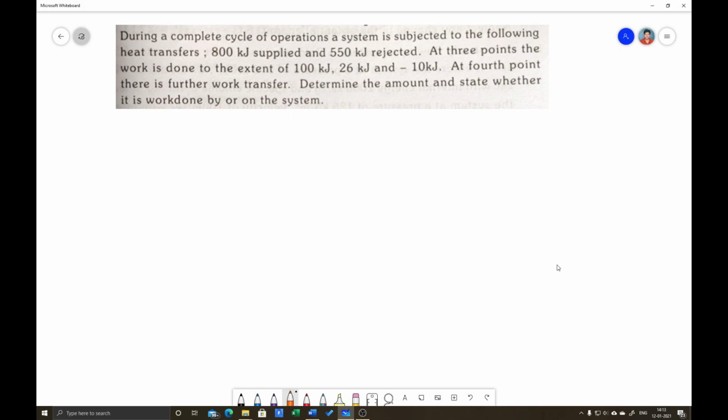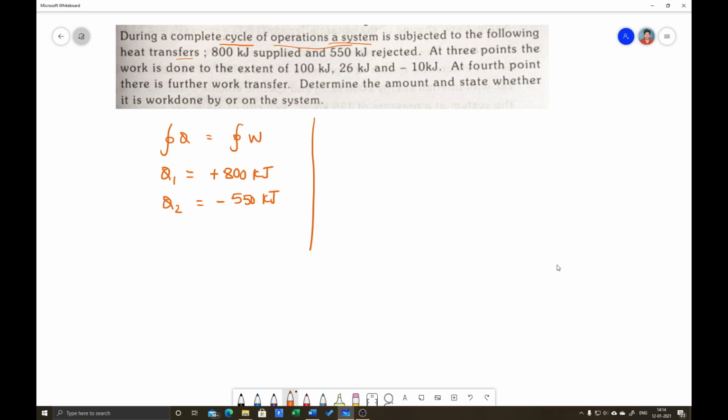During a complete cycle of operation, the system is subjected to the following heat transfers. Since it is a cycle, you have to use cyclic integral of Q is equal to cyclic integral of W. Whatever heat transfers are there, we will keep as Q1 and Q2. Heat transfers are 800 kilojoules supplied, so it will be plus 800 kilojoules, and 550 kilojoules rejected, so Q2 will be minus 550 kilojoules.